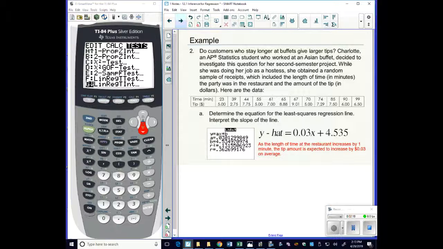You're asked to interpret the slope. That 0.03 is basically saying that as the length of time at the restaurant increases by 1 minute, the amount of tip is expected to increase by about 3 cents on average per minute. Remember to include your wiggle words. You want to make sure that you're representing an average rate of change. This is what we're expecting in the long run.